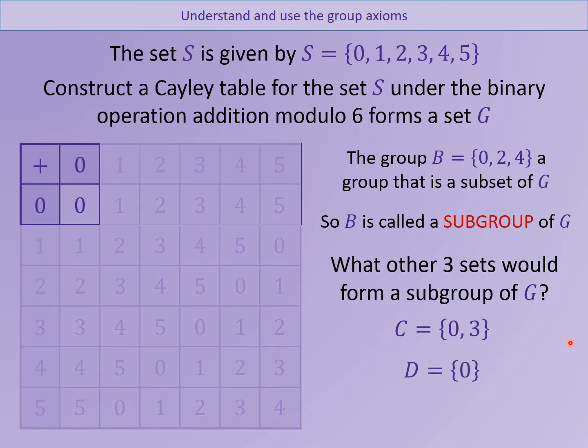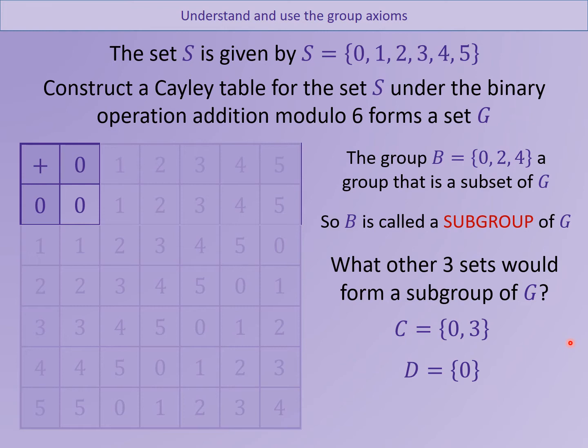What about just the identity? Just the identity definitely works. It's closed. It's got the identity in it because it is just the identity. It's also associative. It's got to be. It's only got the identity in there, and it's got an inverse, which is of course itself. So the subset that's just got the identity in is definitely a subgroup of G.